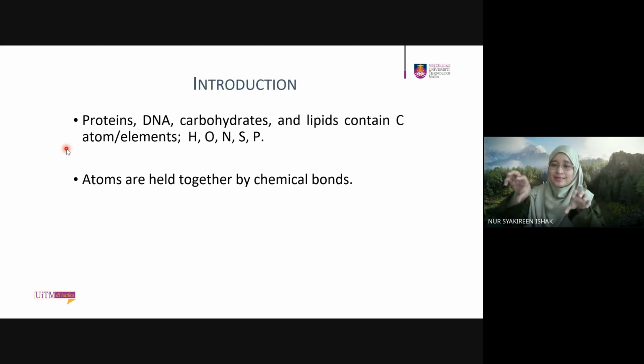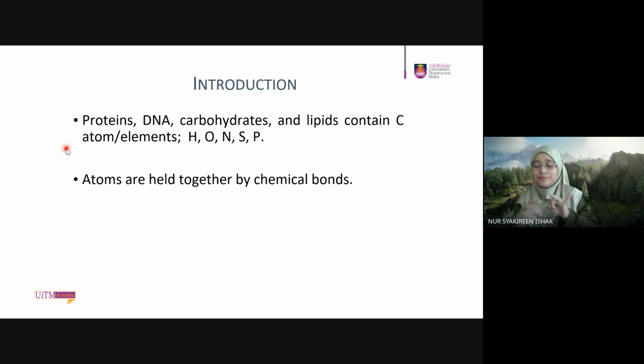The bond that exists between the hydrogen and oxygen, we call it covalent bonds. Okay, covalent bonds, these are chemical bonds. So atoms are held together by chemical bonds. There are different types of chemical bonds. So we have covalent bonds. Covalent bonds are bonds that are formed between atoms within a molecule.